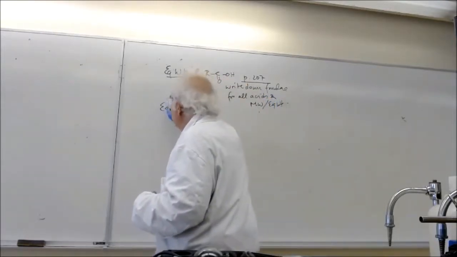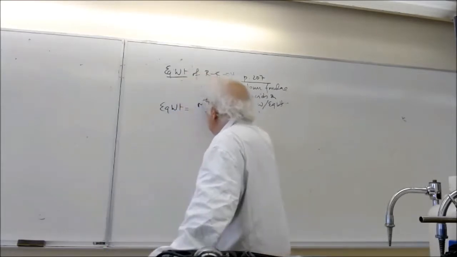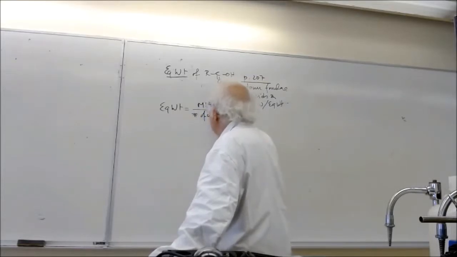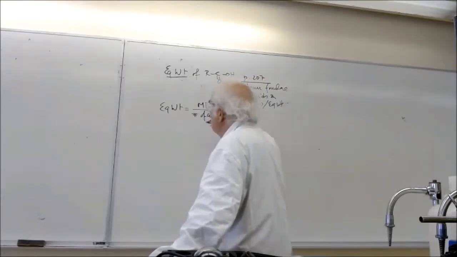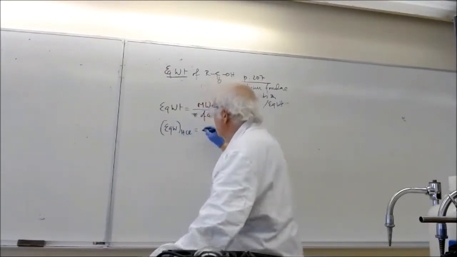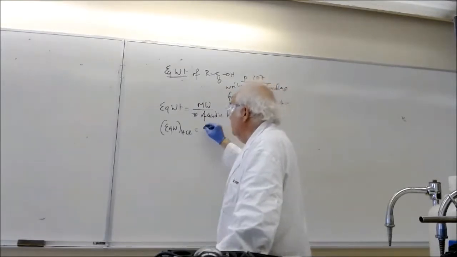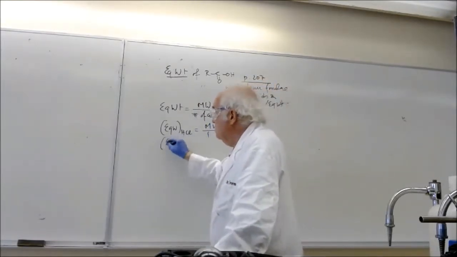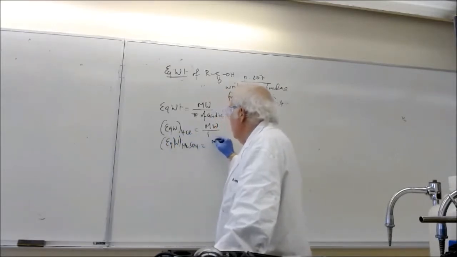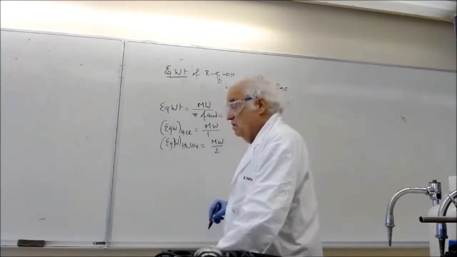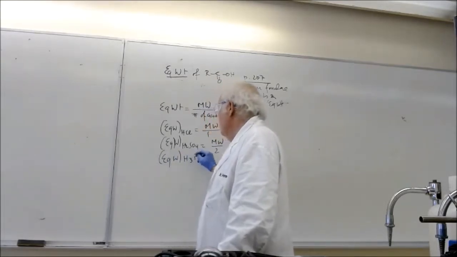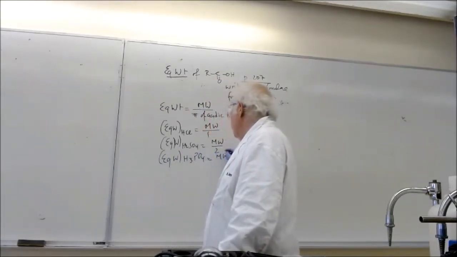The equivalent weight is defined as molecular weight over number of acidic hydrogens. So for instance, for HCl, the equivalent weight is equal to the molecular weight over 1. For sulfuric acid, it equals molecular weight over 2. For phosphoric acid, it's going to be molecular weight over 3.